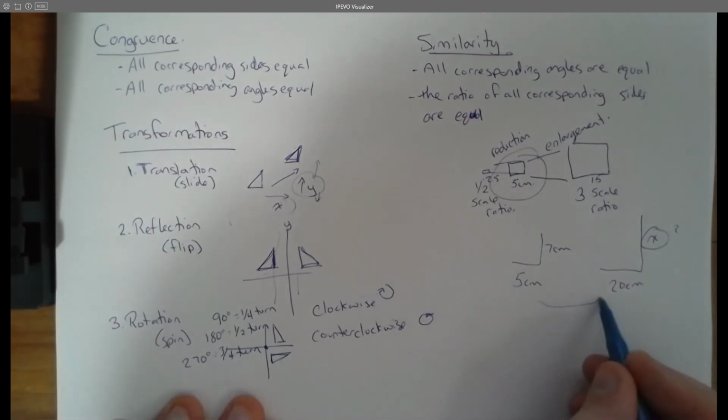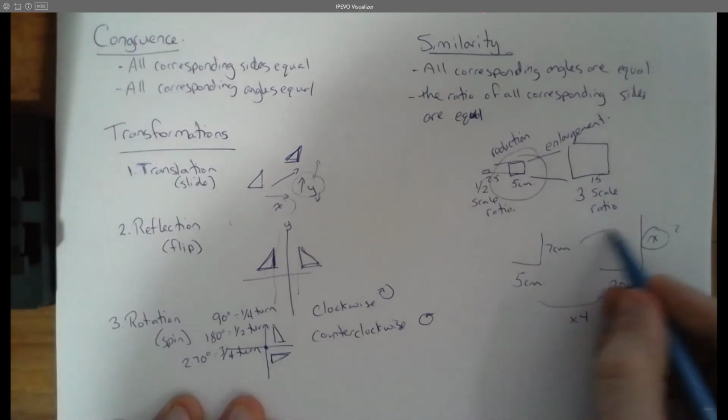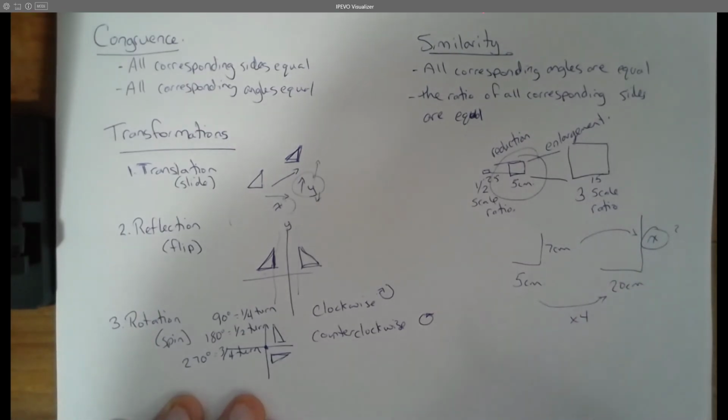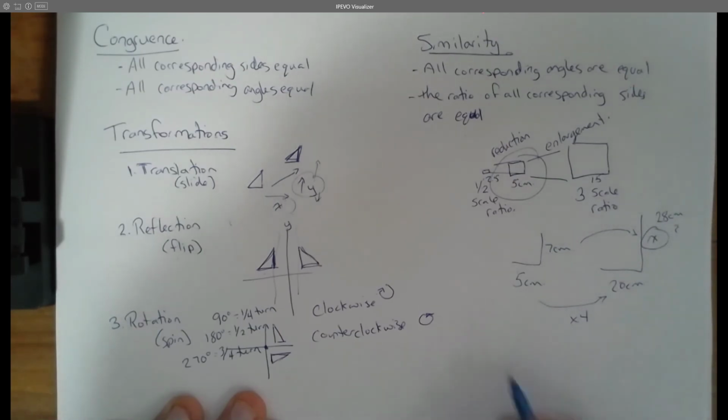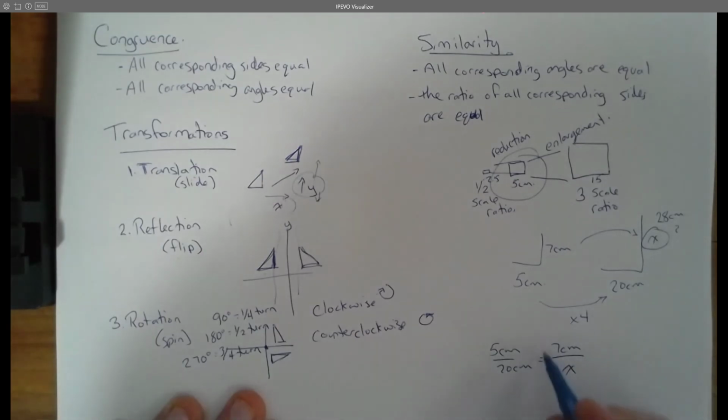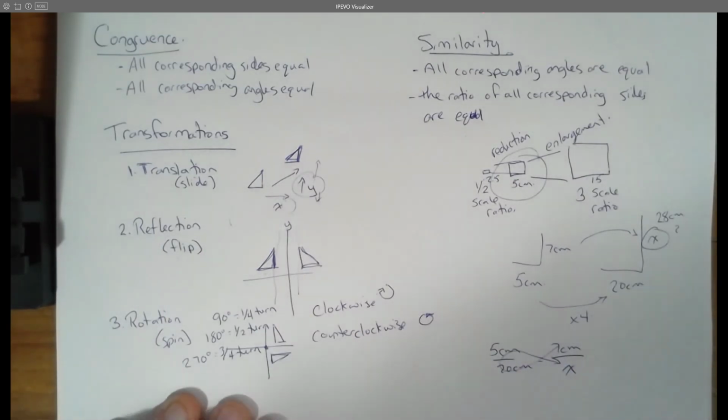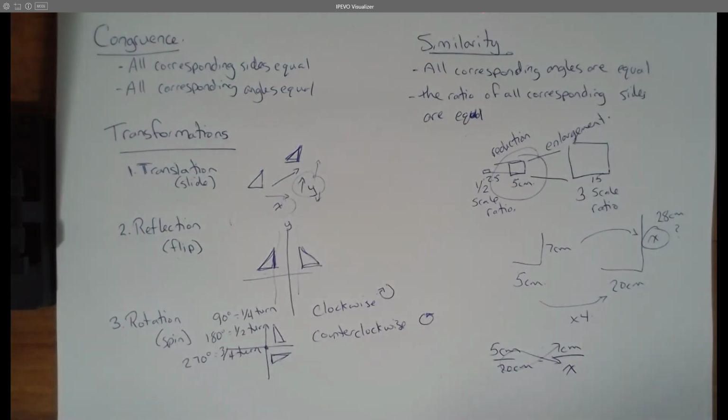So this scales up, right? 5 times 4 is 20. Do the same thing here. 7 times 4, which is going to be 28 centimeters. I could also set that into a ratio, right? 5 centimeters over 20 centimeters equals 7 centimeters over x. And I could use all sorts of different ways in order to be able to solve for my missing variable.